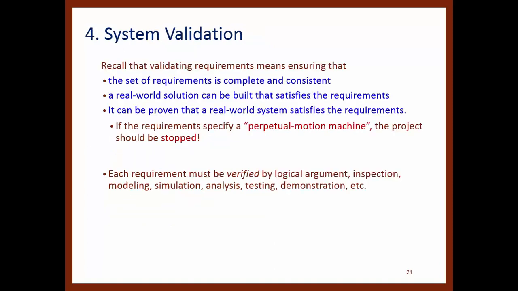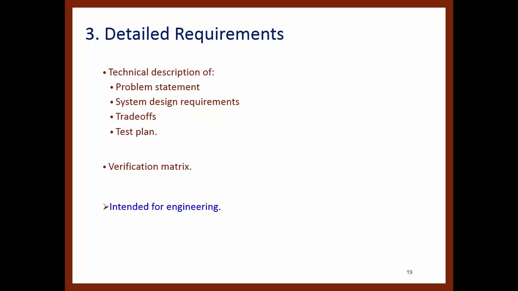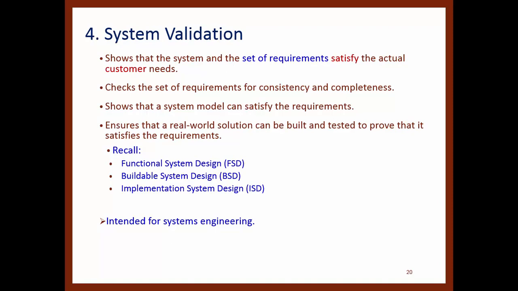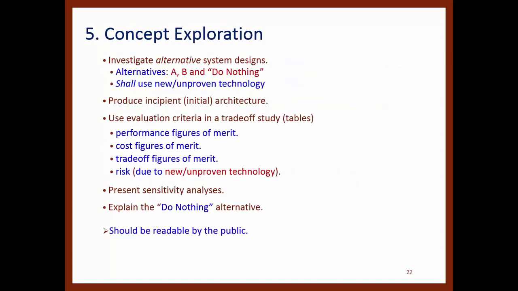Okay, so we talk about problems, we talk about the requirements, we talk about how we are going to check that the system is validated. Then we move to the concept exploration. Investigate alternative designs, alternatives A, B, and do nothing. The do nothing alternative always has to be listed, because maybe doing nothing or keeping what you have is the best alternative.